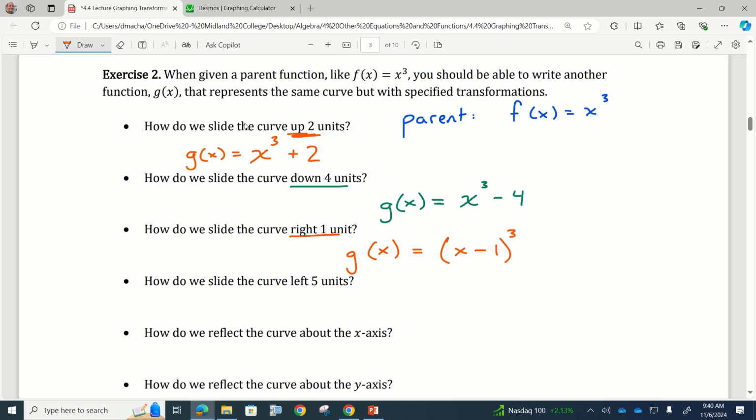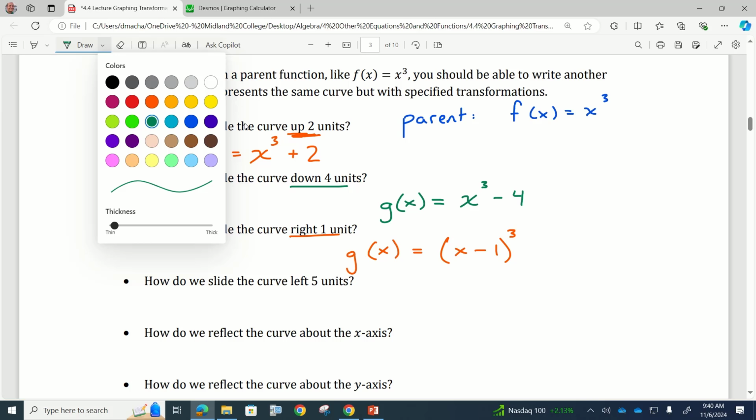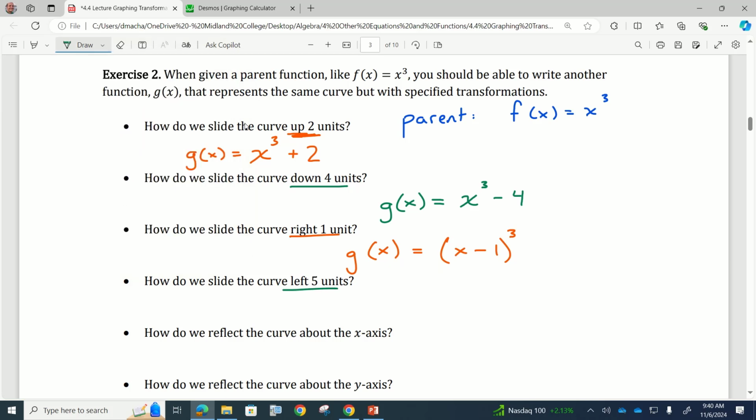So if I subtract something from the end, it moves my curve down. But if I subtract something from the argument, like this time, that's going to move it to the right. Next step, how do I write the same thing but move it left by 5 units? Yeah, x plus 5 moves it to the left.